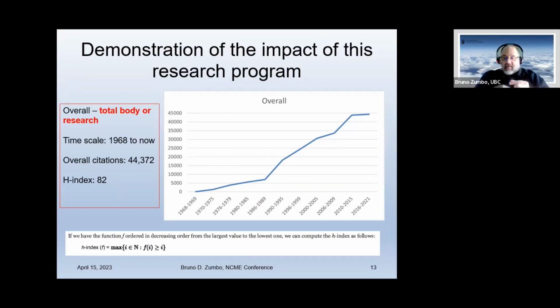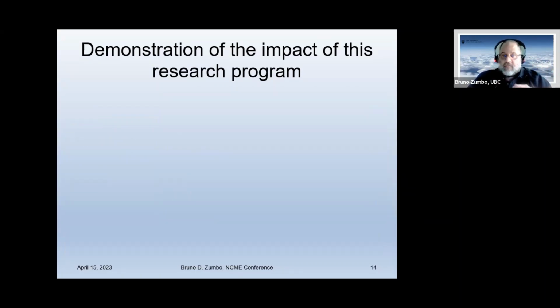The H-index is computed from a function where publications are ordered in decreasing order, from largest to smallest number of citations. And we compute the H-index in that manner, where we look at the maximum quantity. Basically, it says that 82 of his publications were cited at least 82 times. An H-index of 82 is really quite remarkable. And it's growing because, of course, the body of work continues to be cited.